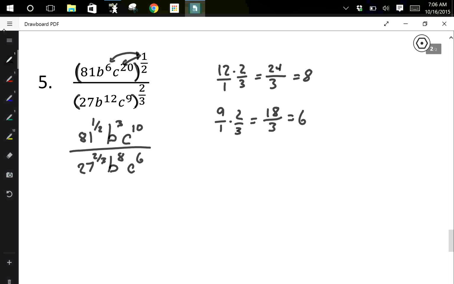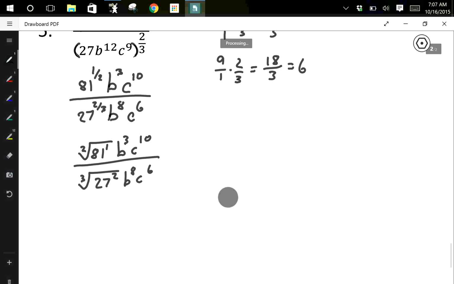So 81 to the 1/2. Remember that the denominator of the exponent is actually a root. So that's actually the square root of 81 to the 1st power times b to the 3rd, c to the 10th. All over, again, the denominator becomes the root. That's the 3rd root of 27 squared, b to the 8th, c to the 6th.